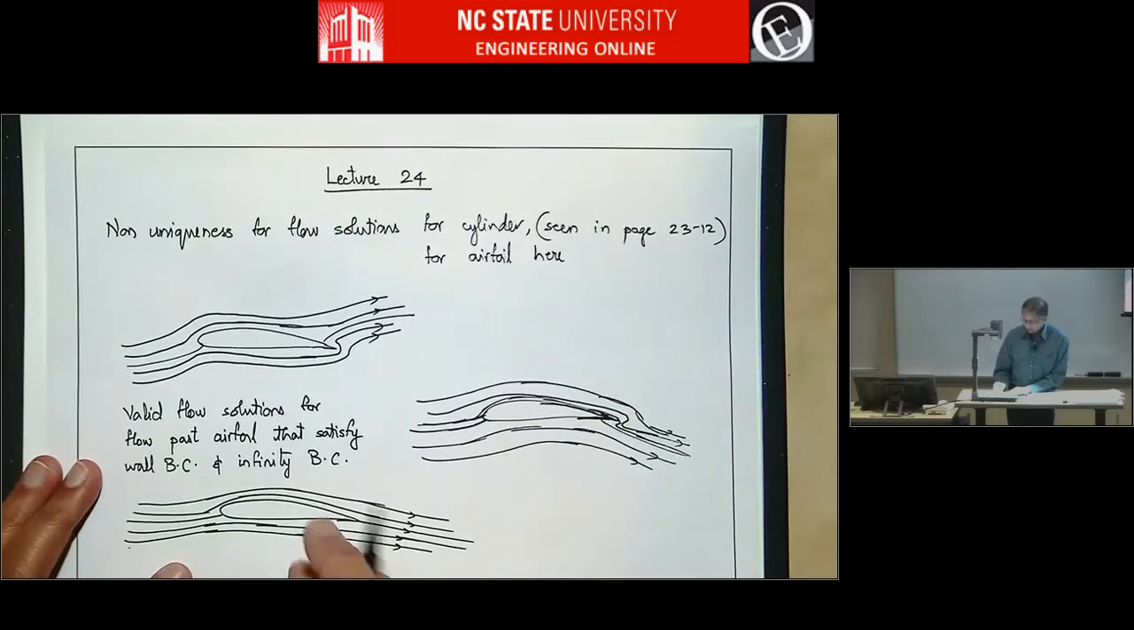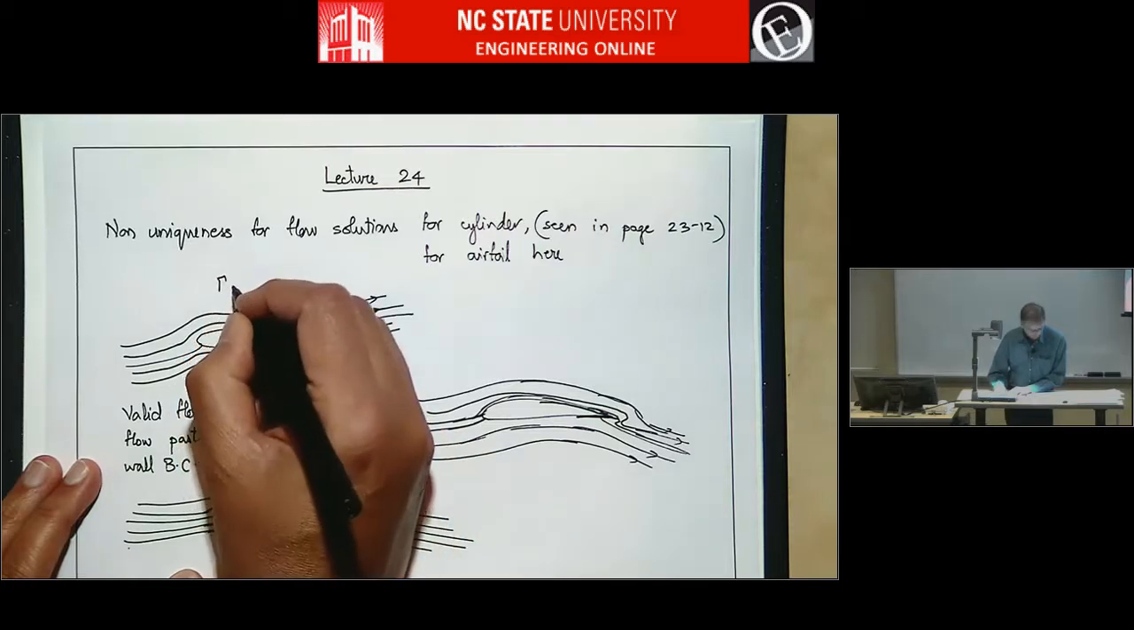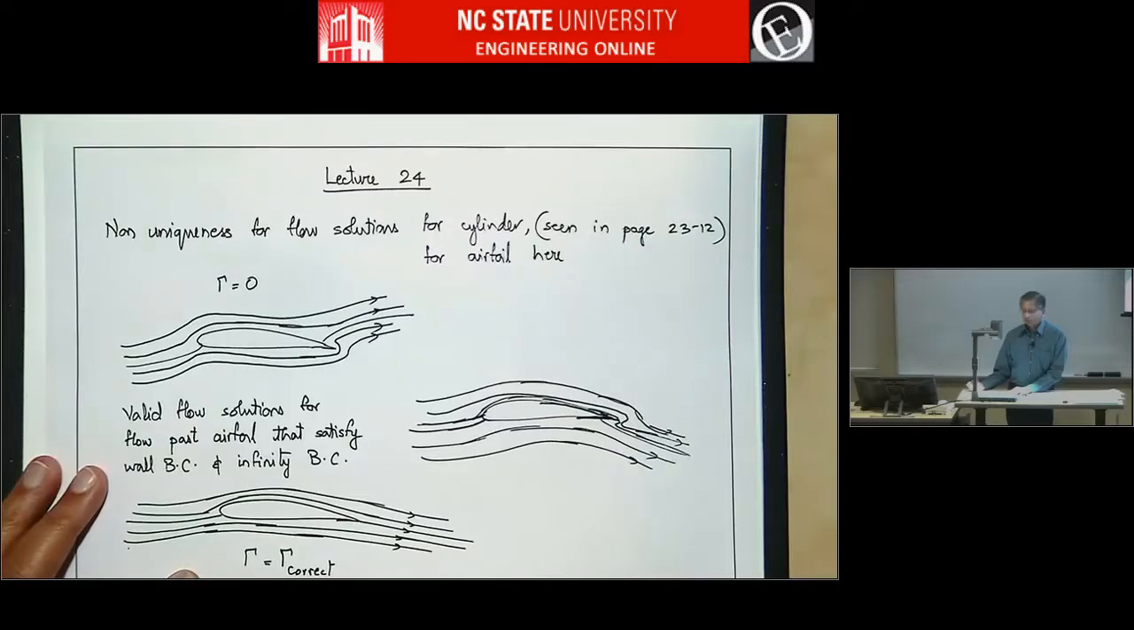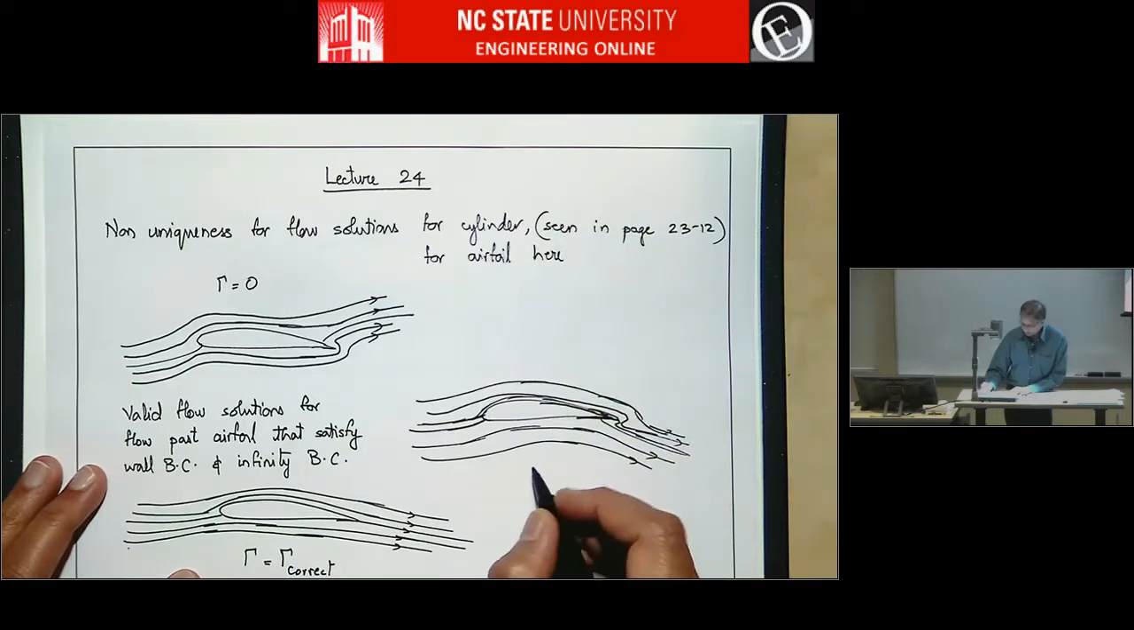And so the difference between all of these is the amount of circulation. And it turns out this is the correct circulation. So this is gamma equals gamma correct. This is gamma much less than, or this is gamma equals 0. Or it could be less than the correct value. 0 is one possible number. And here gamma is too high.